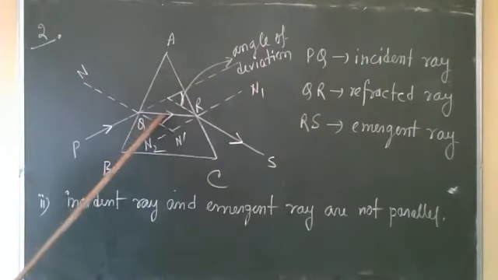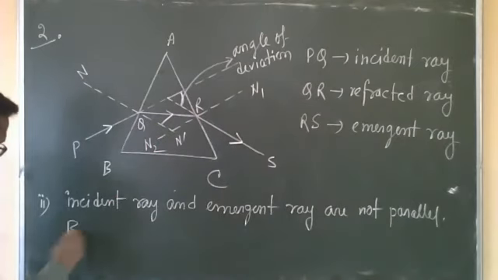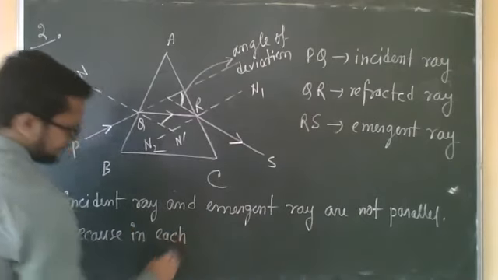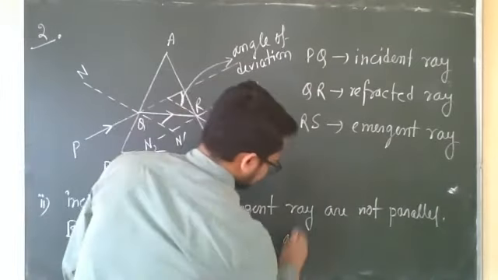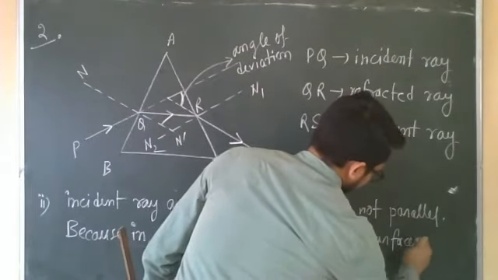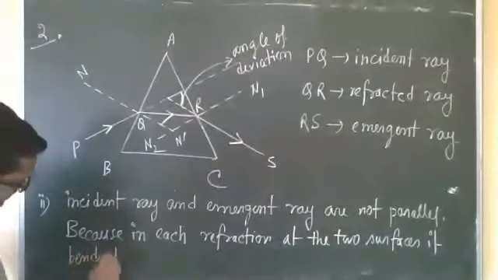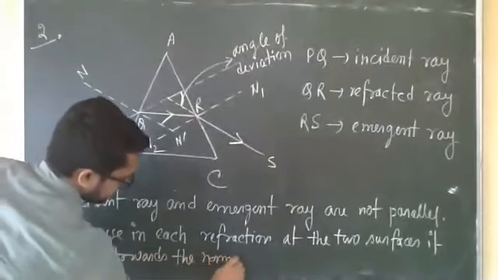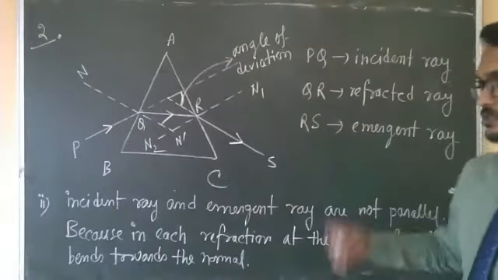Because in each refraction at the two surfaces, it bends towards the normal. In each refraction, it bends towards the normal.